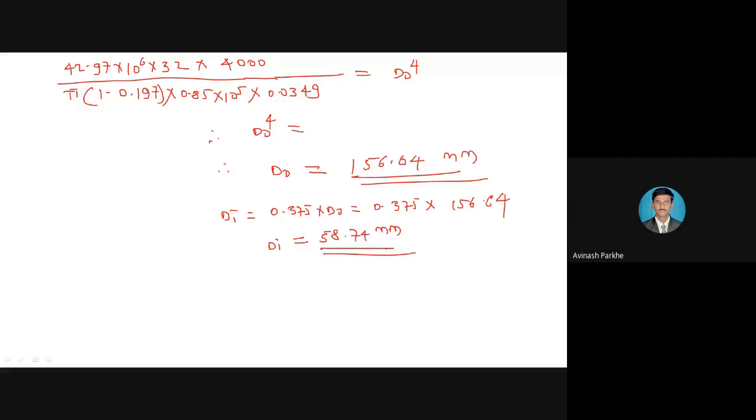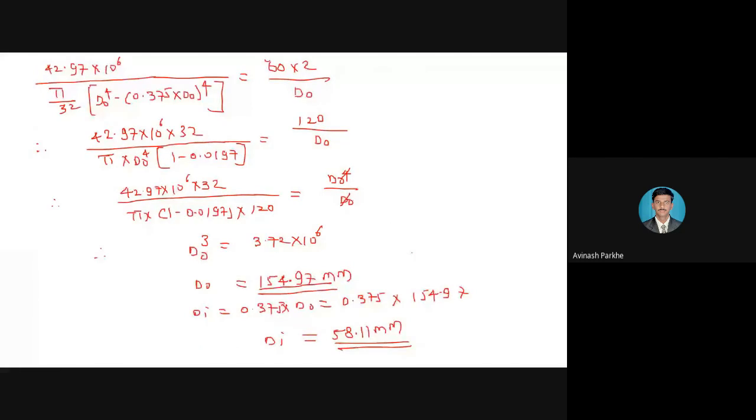So these are the two diameters based on the angle of twist. Do is equal to 156.64 and internal diameter is equal to 58.74. These diameters we have calculated by using the angle of twist, and the previous two diameters we calculated by using the shear stress. How much? 154.97 and Di is equal to 58.11.